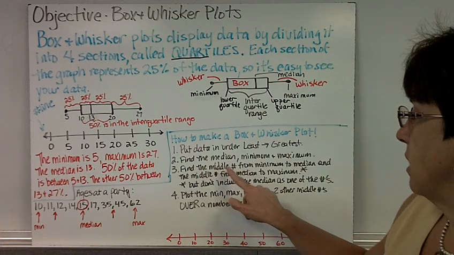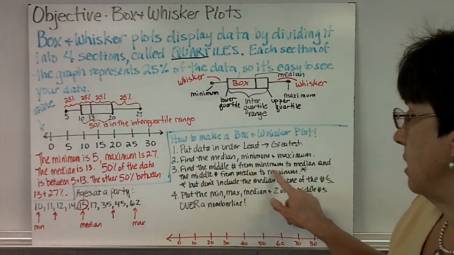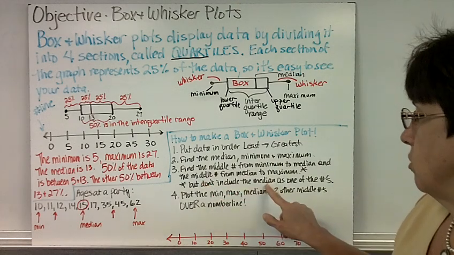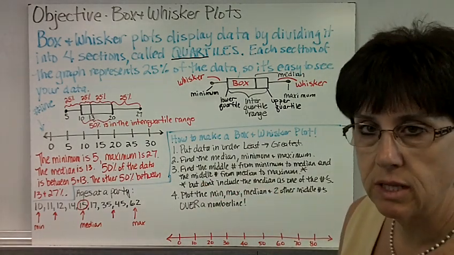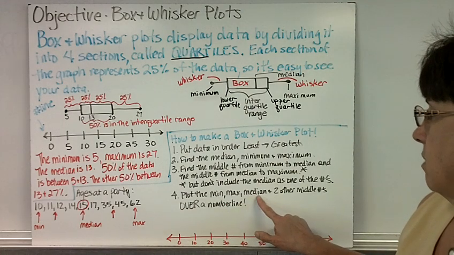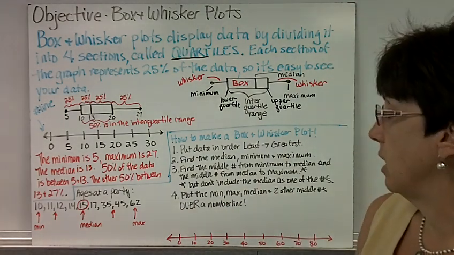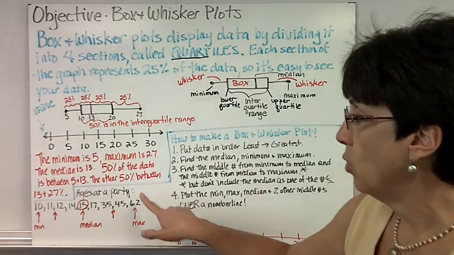So what I wrote was, find the middle number from the minimum to the median, and the middle number from the median to the maximum. But you don't include the median as one of the numbers, and I'll explain that in just a second. Then you plot the minimum, the maximum, the median, and the 2 other middle numbers over a number line and connect with lines.